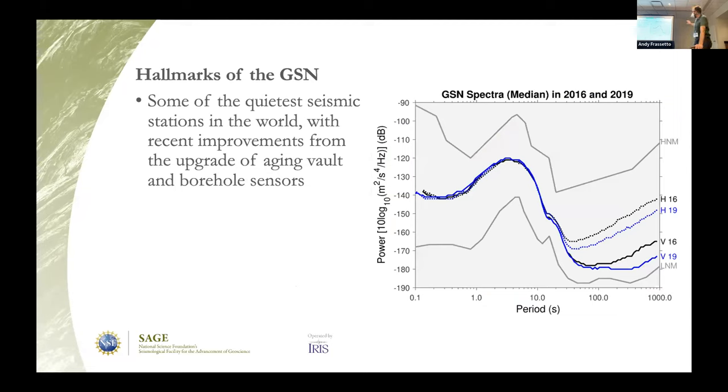This spaghetti noodle plot is based on spectral information from about 30 GSN stations that were upgraded between 2016 and 2019. The black line here is the median power spectra, from 10 hertz all the way up to 1,000 seconds, for horizontal and vertical components, for stations before they were upgraded. So instrumentation that had been in place for 20, 30 years at that point. And after the upgrades, you can see a pretty dramatic improvement in the quality of the long period seismic signal in particular. So it's a network that has grown and improved even over its lifespan.